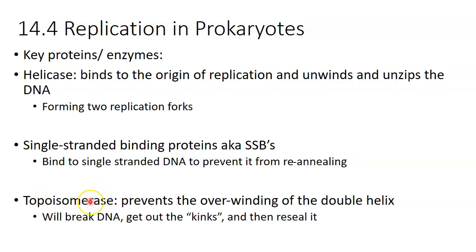And so topoisomerase is the enzyme there to fix that. So it's going to prevent overwinding of the DNA double helix. And if there is an overwinding event that happens or a knot that happens, it will actually physically break the DNA, get the kinks out, and then reseal it back up. It's a pretty cool enzyme.